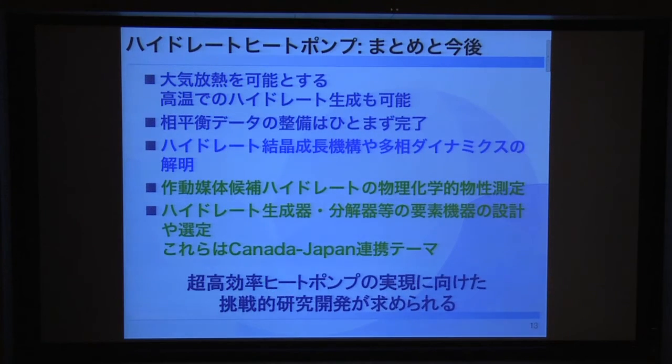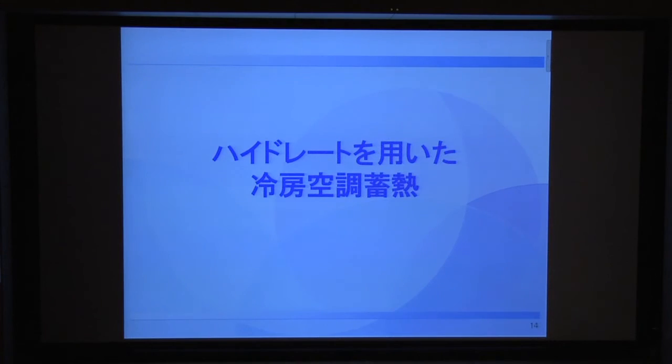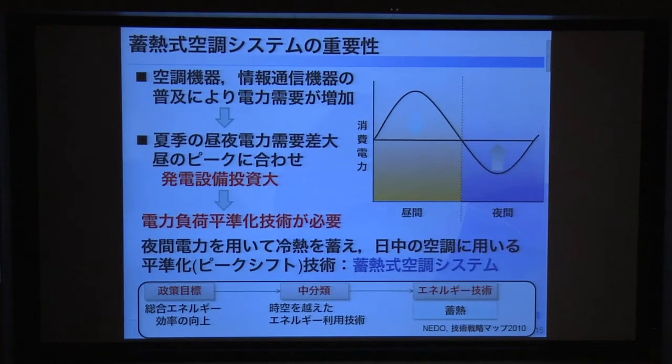As I mentioned, this is going to be a very complex, difficult technology. But once we achieve this, there is a good potential that we can achieve really high efficiency. So we want to maintain our challenging spirit in our research and development. Moving on to the next topic about thermal storage.